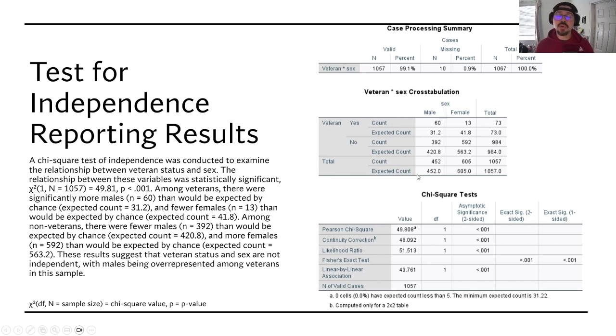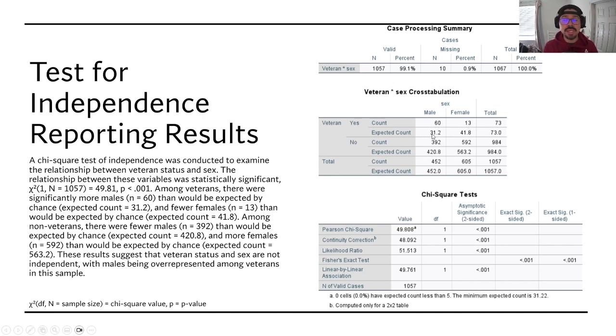This is another example of the output for a test for independence that I'll show you again when learning how to do this in SPSS. So this particular research question was asking, is there an association between someone's status as a veteran and their sex identity? So we had to have people who answer both the question, are you a veteran, yes or no, and what is your sex, male or female. Within the output, we see that this count actually takes the place of the language of observed. And so we had, according to this particular test, 60 males who are veterans. We had 13 females who are veterans.